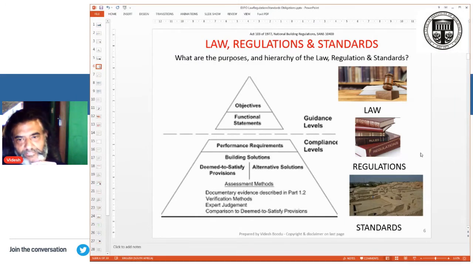So what are the purposes? On the right-hand side of my screen, I've got the hierarchy, you've got the law, then the regulations, then the standards. The law is basically stating the objectives in this triangle that we see, the objectives and functional statements. Why does a law exist should be written into the law, what it's trying to achieve. You then have performance requirements, and those functional statements are basically written into the regulations. And lastly, you have the solutions, which is written into the standards. That's the bottom level of the triangle.